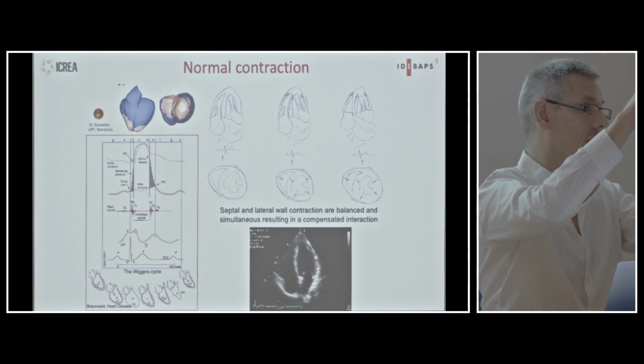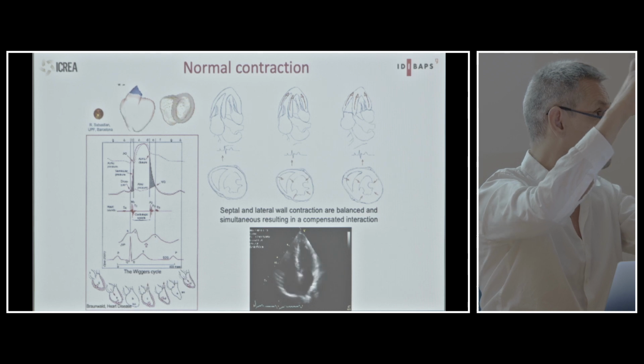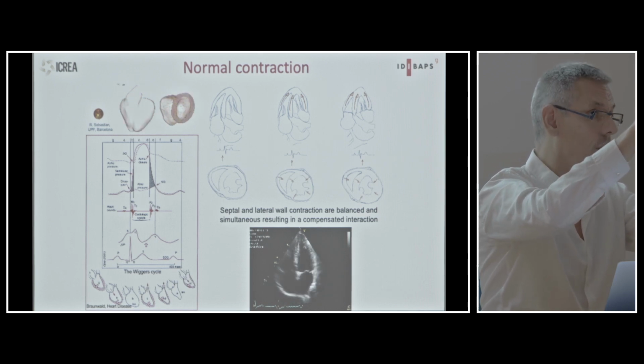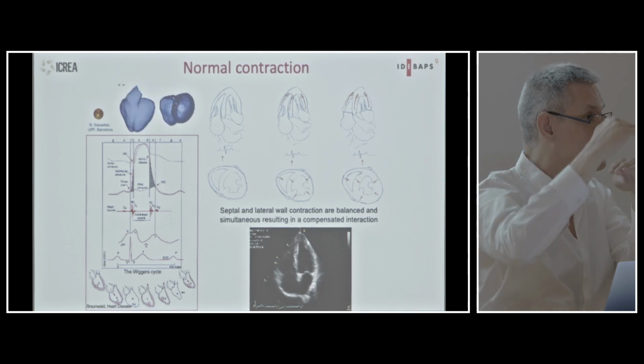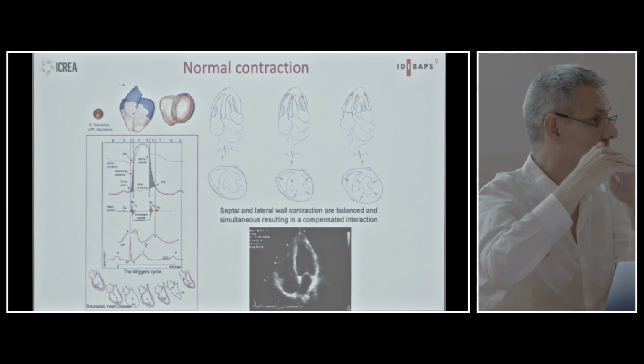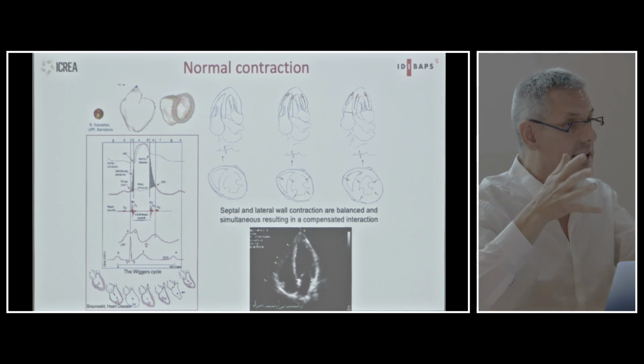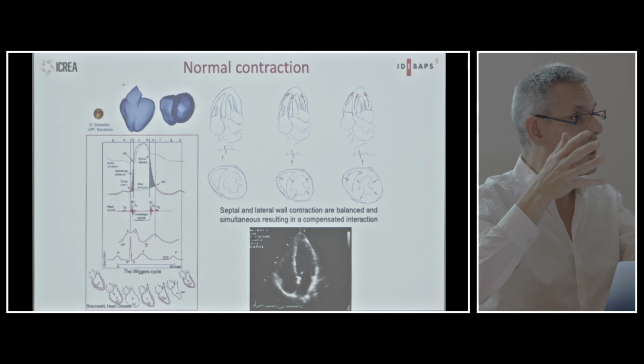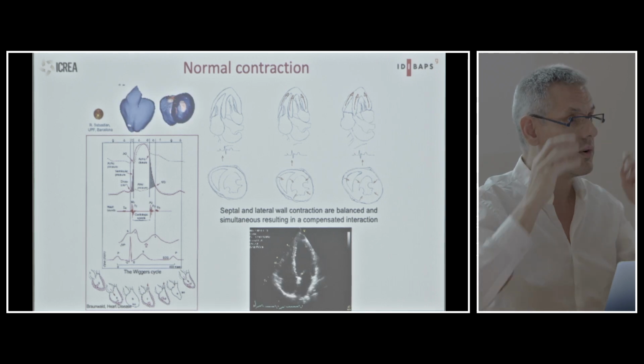So that means that this one starts to pull back in some ways, and the result is that all the segments work together, and you will see that the base is actually being dragged towards the apex. That's normal function. Everything at the same time, they work together, they don't work against each other, they work together in order to do the contraction.